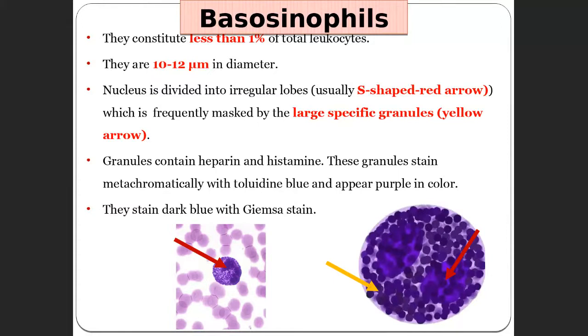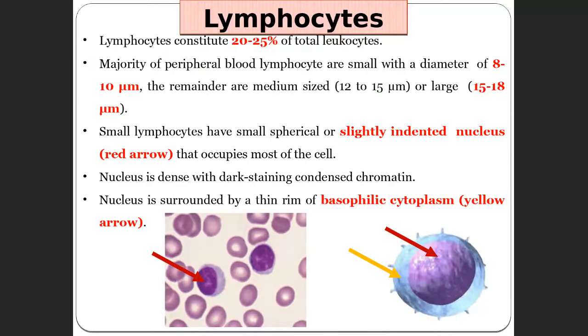You cannot see the S-shaped nucleus very clearly. And you should know what the granules contain. They contain heparin and histamine, right? These granules stain metachromatically with methylene blue and appear purple in color, and they stain dark blue with Giemsa. So you should know what stains we use for basophils, okay? And they contain heparin and histamine. So this much idea you should have. Second year, that is more than enough.